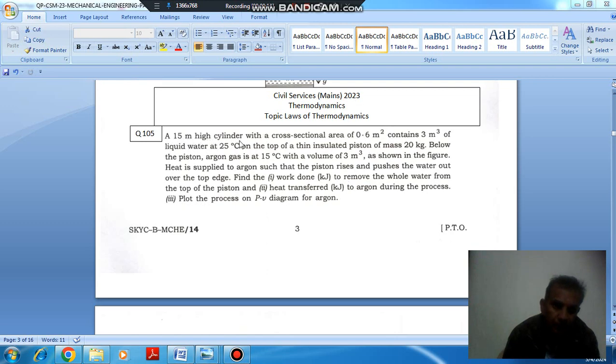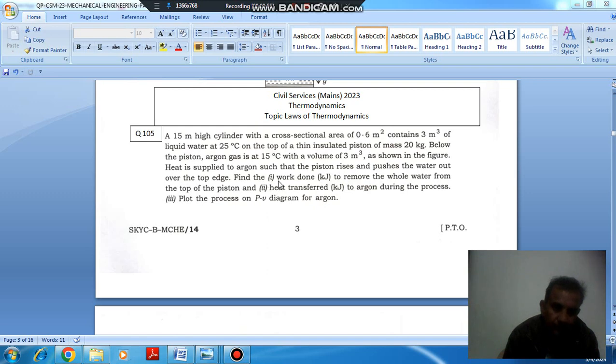A 15-meter high cylinder with a cross-sectional area of 0.6 meter square contains 3 meter cube of liquid water at 25 degrees Celsius on the top of a thin insulated piston of mass 20 kg. Below the piston, argon is at 15 degrees Celsius with a volume of 3 meter cube as shown in the figure. Heat is applied to argon such that the piston rises and pushes the water out over the top edge.